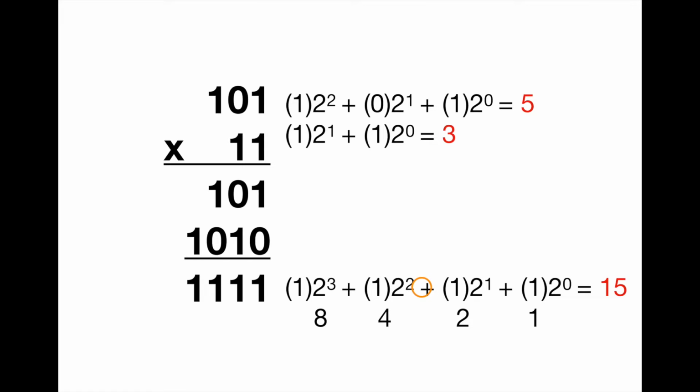It's always good practice to convert all the binary numbers to decimal and do the math again to double check your answers. In this case, we have 101, which is 5 in decimal, 11 is 3, and 1111 is actually 15 after you convert all the digits. And 3 times 5 is 15, which is a good answer.